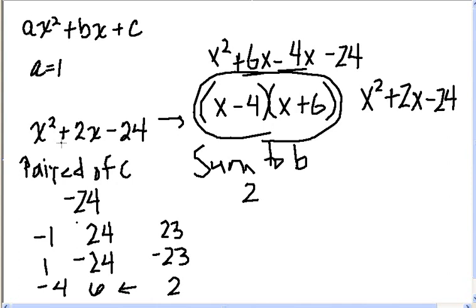All right, so just to review, when a equals 1, we look for the paired multiples of c. In this case, it was negative 24. And we want those to sum to b. In this case, my b was 2. And once I come up with those two multiples, I simply plug them in, and that's how I get my factors.